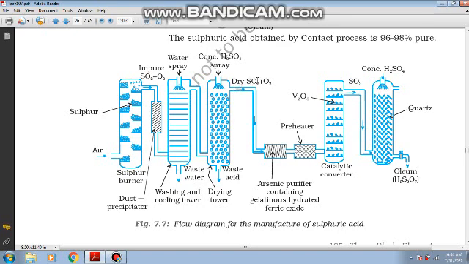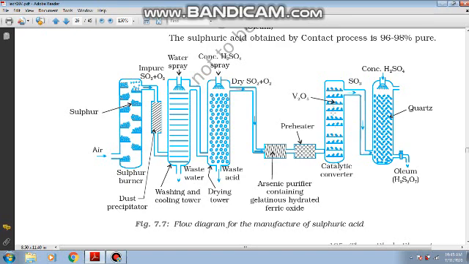and then this dry sulfur dioxide along with oxygen is passed through a preheater. Preheater means these two gases will be heated. Why? Because it will provide them the activation energy. Now vanadium pentoxide in granular form is placed in the catalytic converter and the two gases are pumped in here.